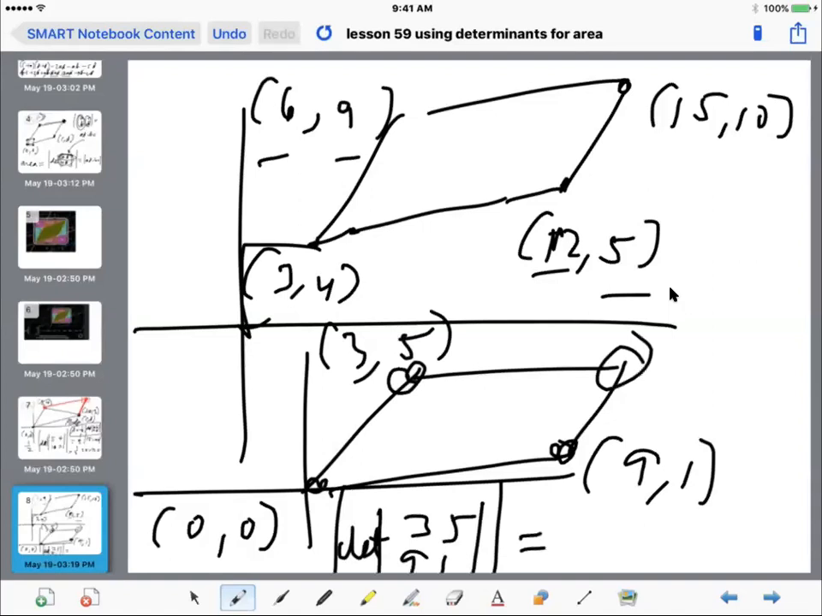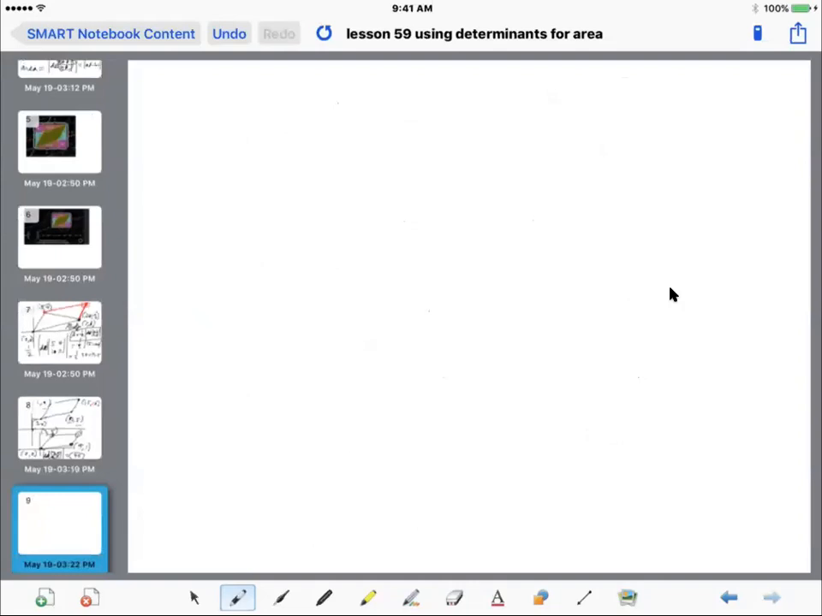So 3 times 1 is 3. 9 times 5 is 45. 3 minus 45 is negative 42. Absolute value of negative 42 is positive 42. And that's the easiest way, in my opinion. Now for a triangle, we can do the same thing, but I do want to show you another way. It's not even as good, but I'm going to show it to you anyway.